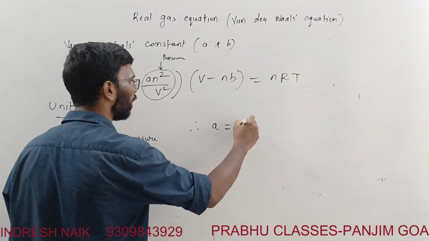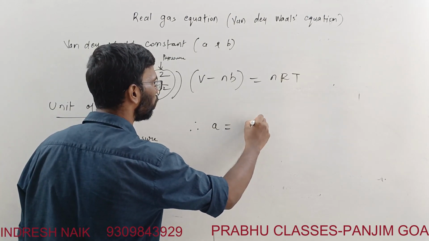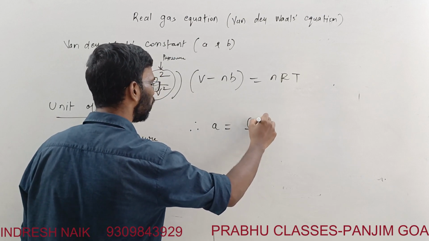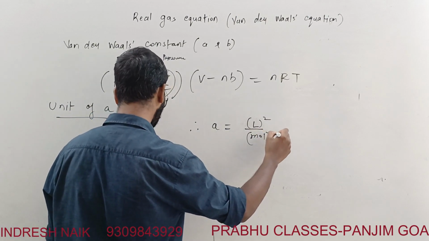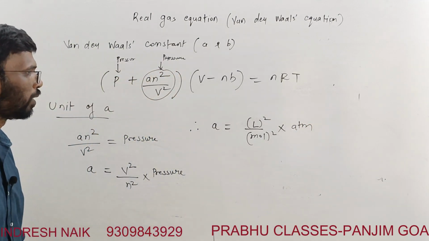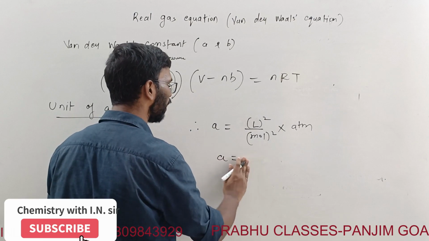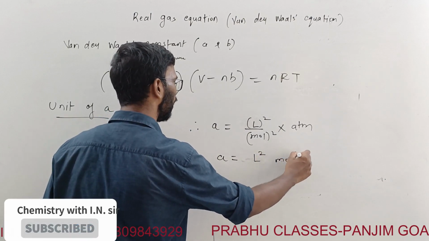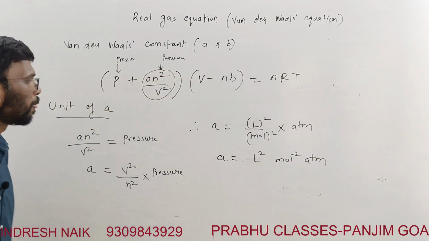So what is the unit of a? The volume unit will be what? Let's say ml, or we can take the unit to be liter, n whole square is mole squared, and pressure, let's say atmosphere. So what would the unit of a be? Liter square, or mole raised to minus 2, and atmosphere. This is the unit of a.